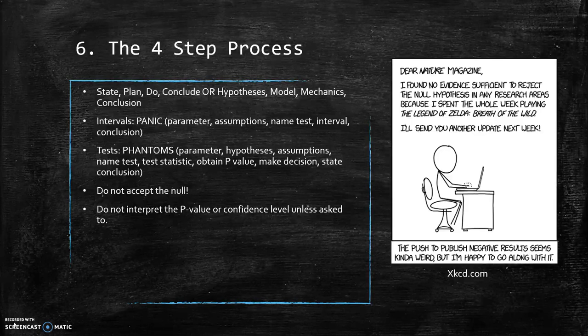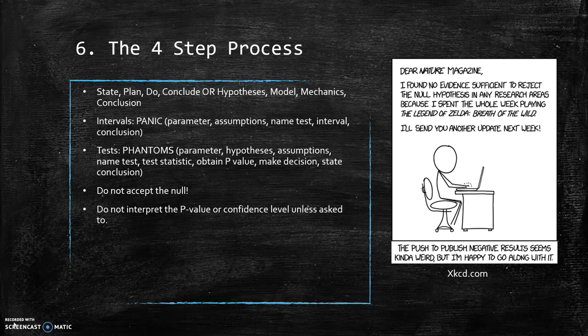which is why it has more than 4. So for intervals, you can remember using the word PANIC. So it stands for parameter, assumptions, name the test, interval, and conclusion. For tests, you can remember the word PHANTOMS, which stands for parameter, hypotheses, assumptions, name that test, test statistic, obtain the p-value, make a decision, and state the conclusion. And so those 2 acronyms break down that process a little bit more, especially if you tend to forget some of those steps.